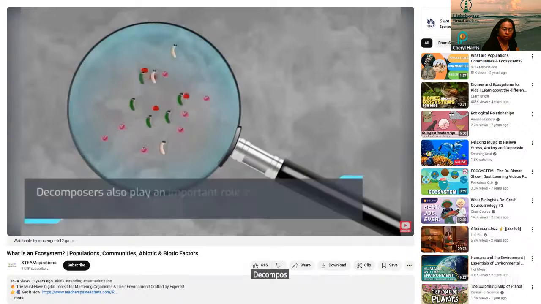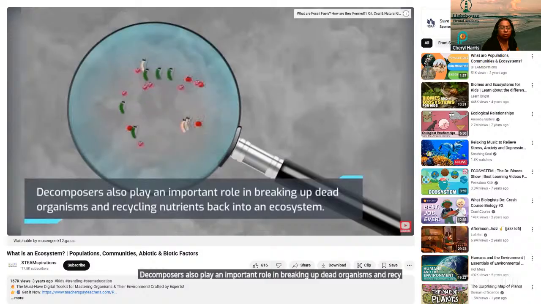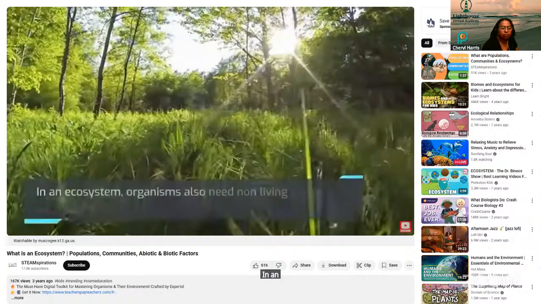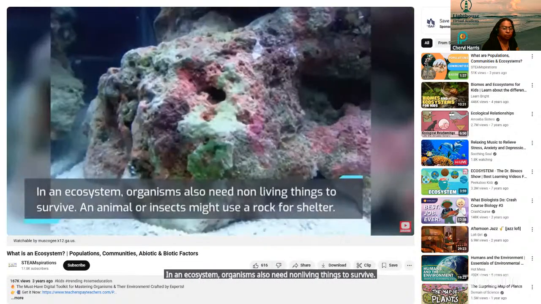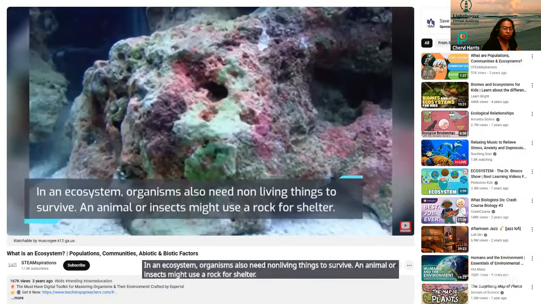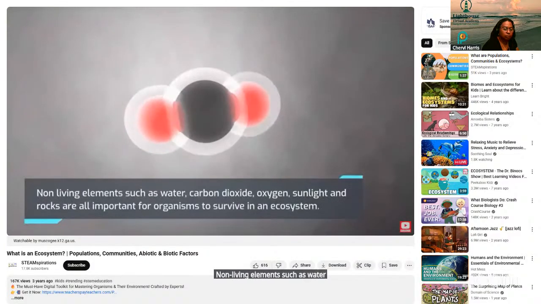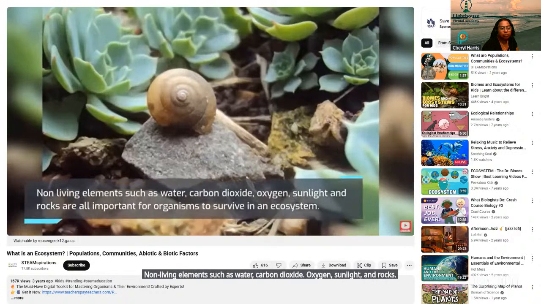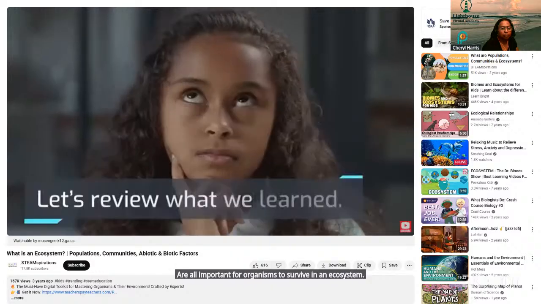Decomposers also play an important role in breaking up dead organisms and recycling nutrients back into an ecosystem. In an ecosystem, organisms also need non-living things to survive. An animal or insects might use a rock for shelter. Non-living elements such as water, carbon dioxide, oxygen, sunlight, and rocks are all important for organisms to survive in an ecosystem. Let's review what we learned.